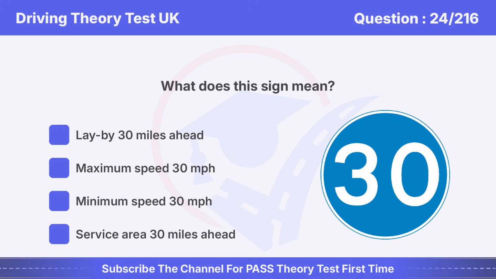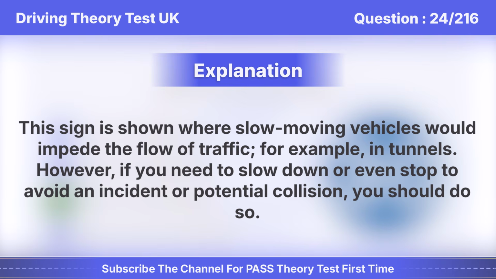Question 24. What does this sign mean? Answer is C. Minimum speed 30 miles per hour. This sign is shown where slow-moving vehicles would impede the flow of traffic, for example, in tunnels. However, if you need to slow down or even stop to avoid an incident or potential collision, you should do so.